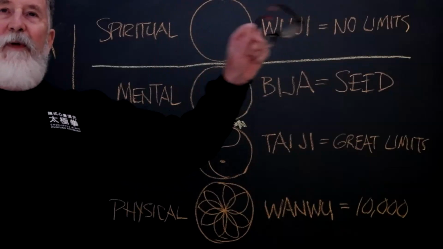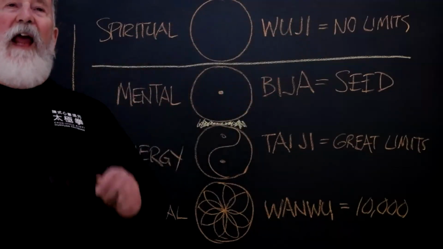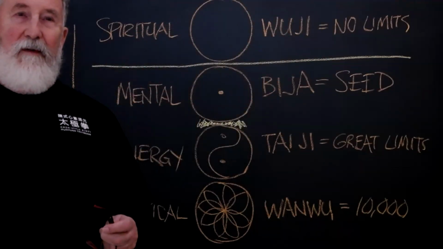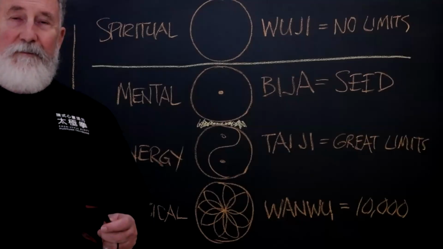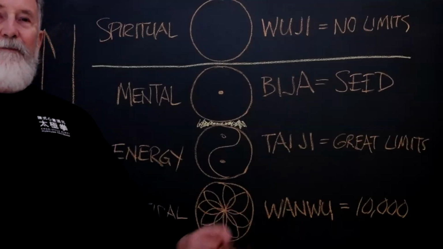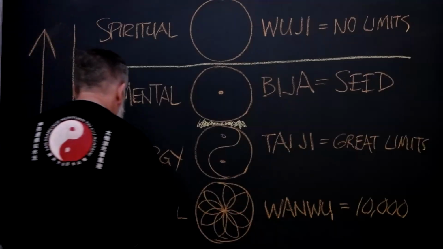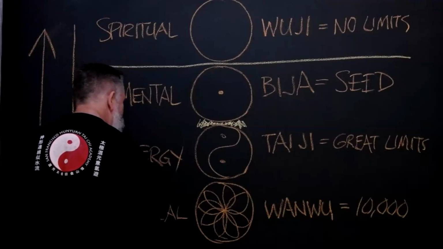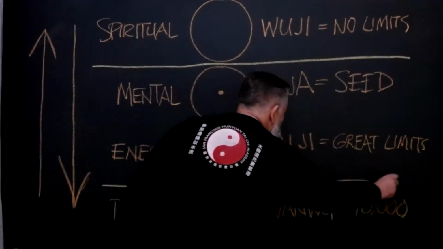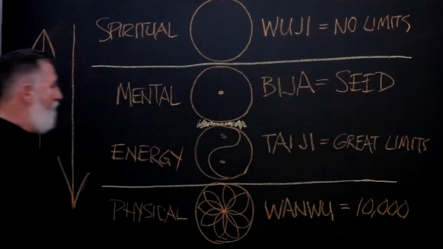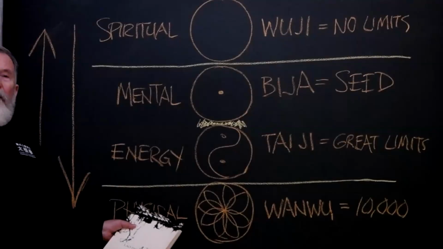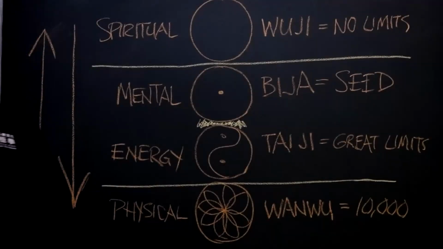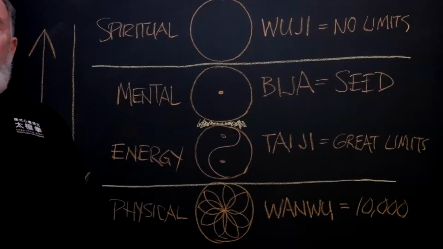So this level up above here is the absolute level. This level, the Wan Wu level, is the relative level.